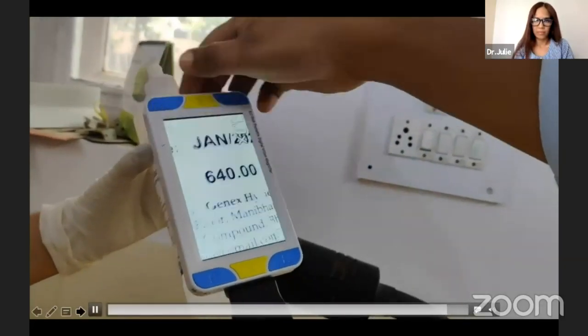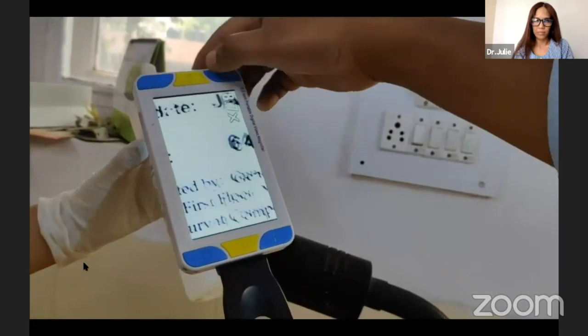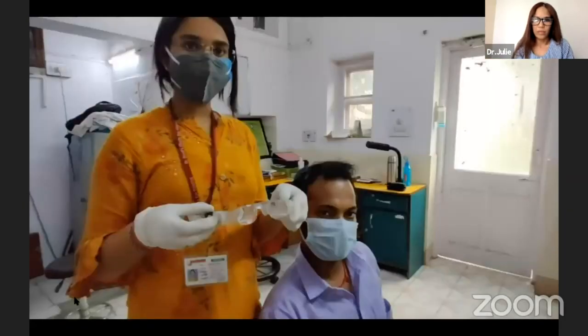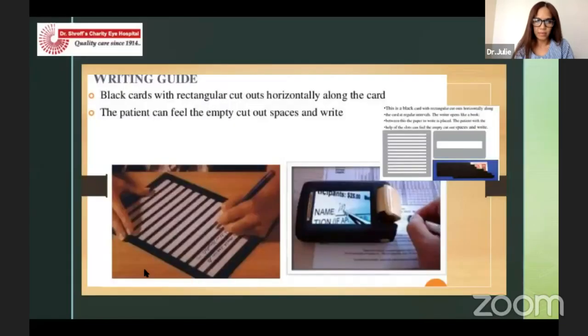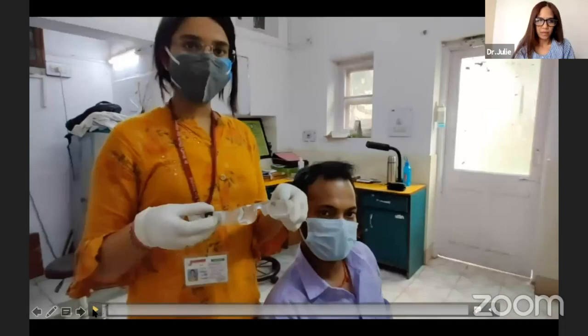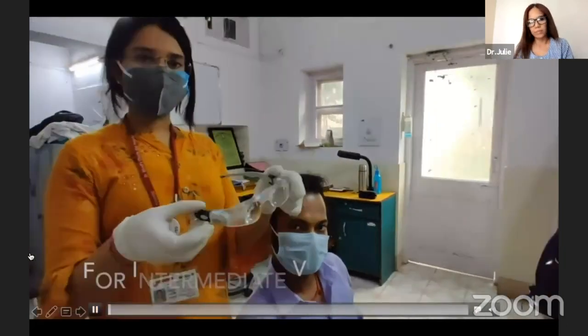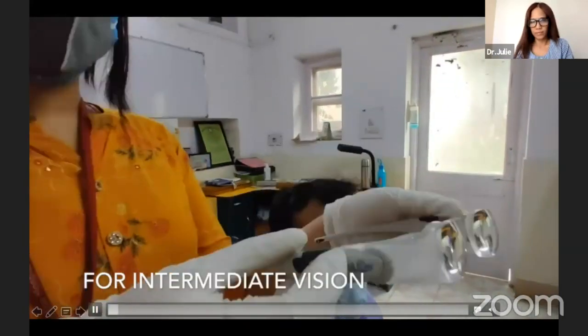This is zoom out. This is zoom in. So there are also a lot of telescopes that you can prescribe. This is the MaxDetail glasses. It is only used for near and intermediate purposes.